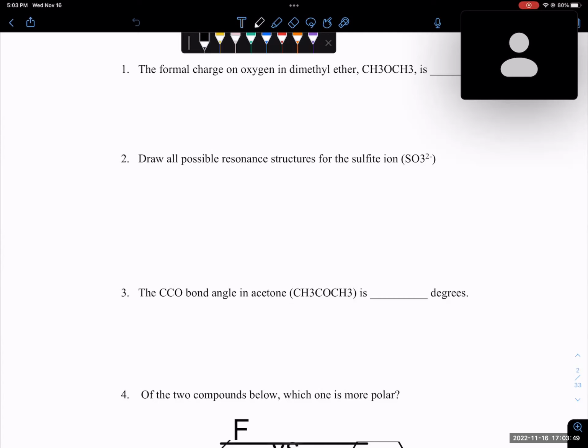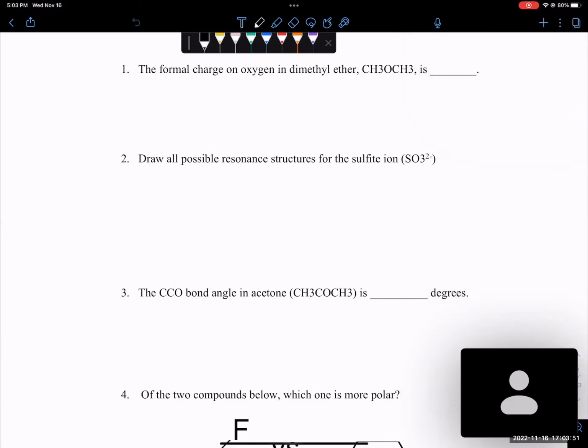So this is the exam 3 review, by the way. I already sent this out. If y'all didn't see this, then check your emails once again. So anyways, question 1. The formal charge on oxygen in dimethyl ether, CH3OCH3, is.